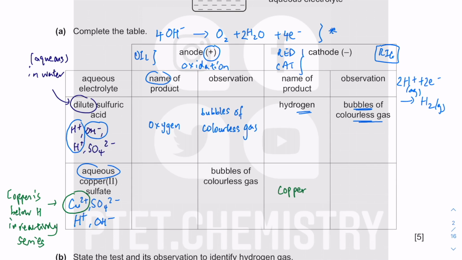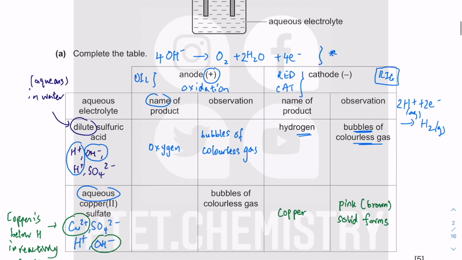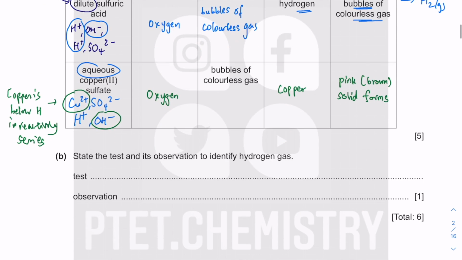And the observation you will see is a pink brown solid forms, or you can say precipitate, it would be fine as well, something to indicate that there is a solid being given out. Between the anions, the sulfate and the OH minus, the OH minus again is preferentially discharged. It undergoes oxidation as per this equation. Therefore, you also get oxygen gas, which is bubbles of colorless gas being produced again.